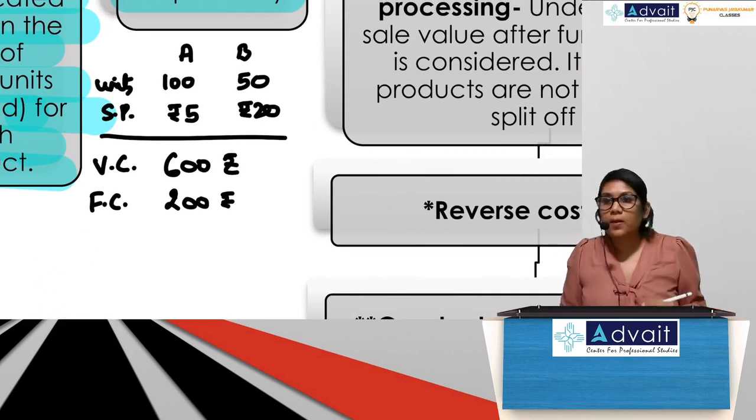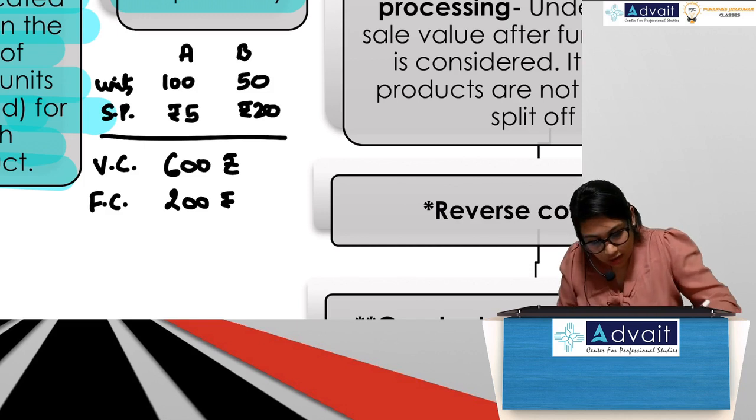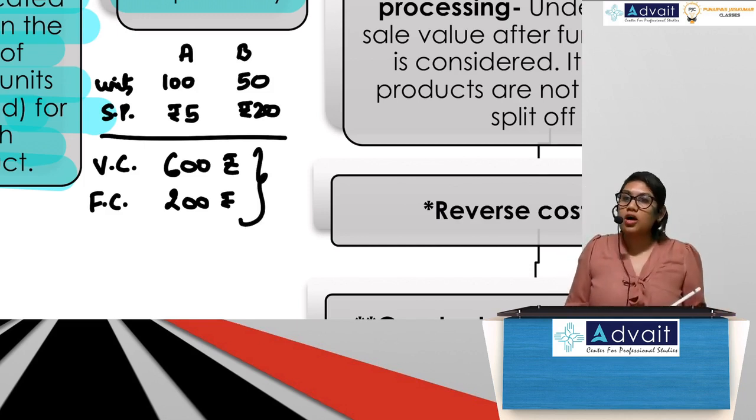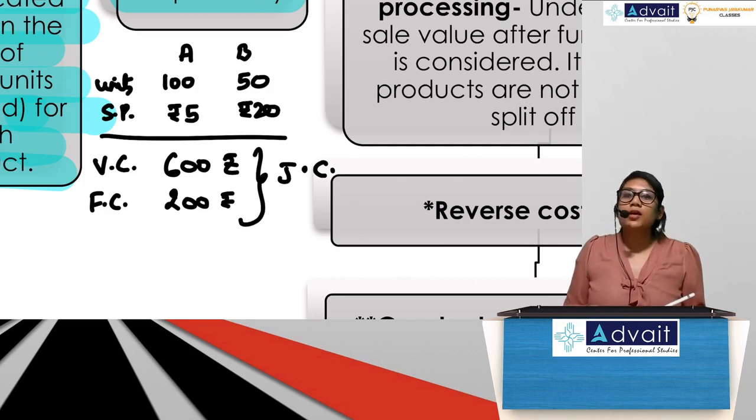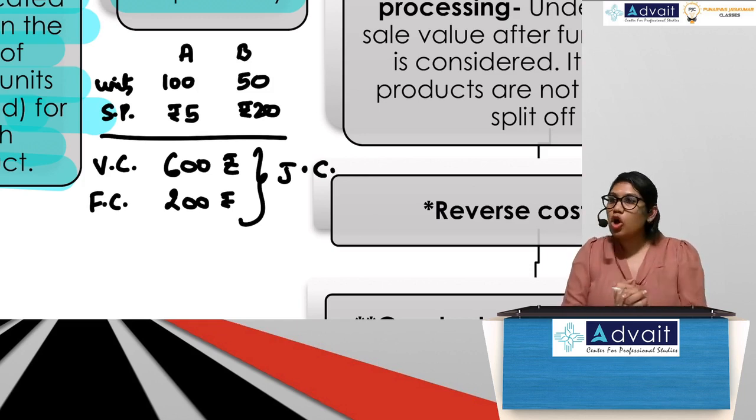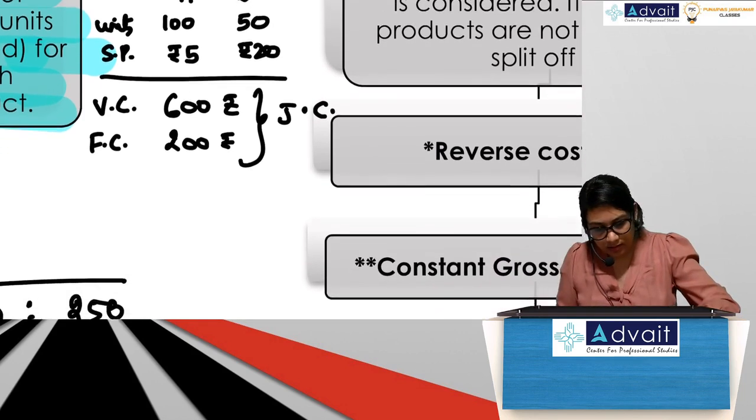So this particular cost is my joint cost, right? And these joint costs are given in variable cost and fixed cost basis. So now I can use the contribution margin method. So how will I use it? See this.